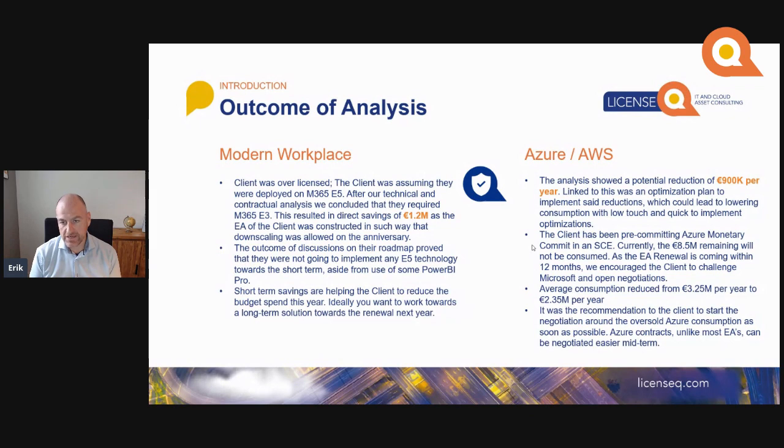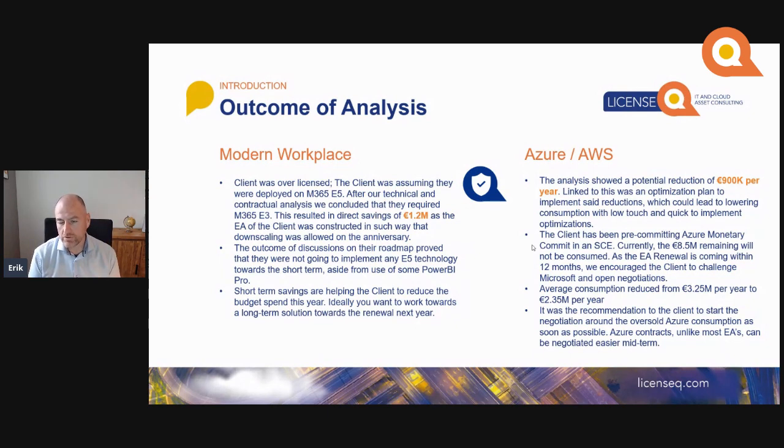With regards to the Azure case, of course, there was a lot of remaining monetary commit on the table which is not used, which is a topic for the client to discuss with Microsoft. But we found some angles in it to reduce the consumption level as well. So the customer was not assigning the right servers, did not assign the right locations, and all in all, that made us conclude they can reduce their spend.